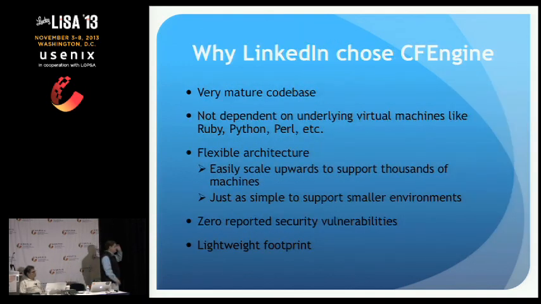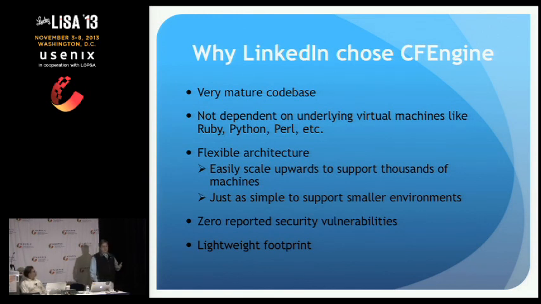So why specifically did we choose CFEngine? Extremely mature code base. CFEngine was originally designed in 1993. We're not dependent on an underlying virtual machine, and this was pretty important to us. We wanted to know that when we upgraded CFEngine versions, the only code changing was CFEngine itself. We didn't want to have to worry about a Ruby upgrade or a VM underneath our automation platform causing change.